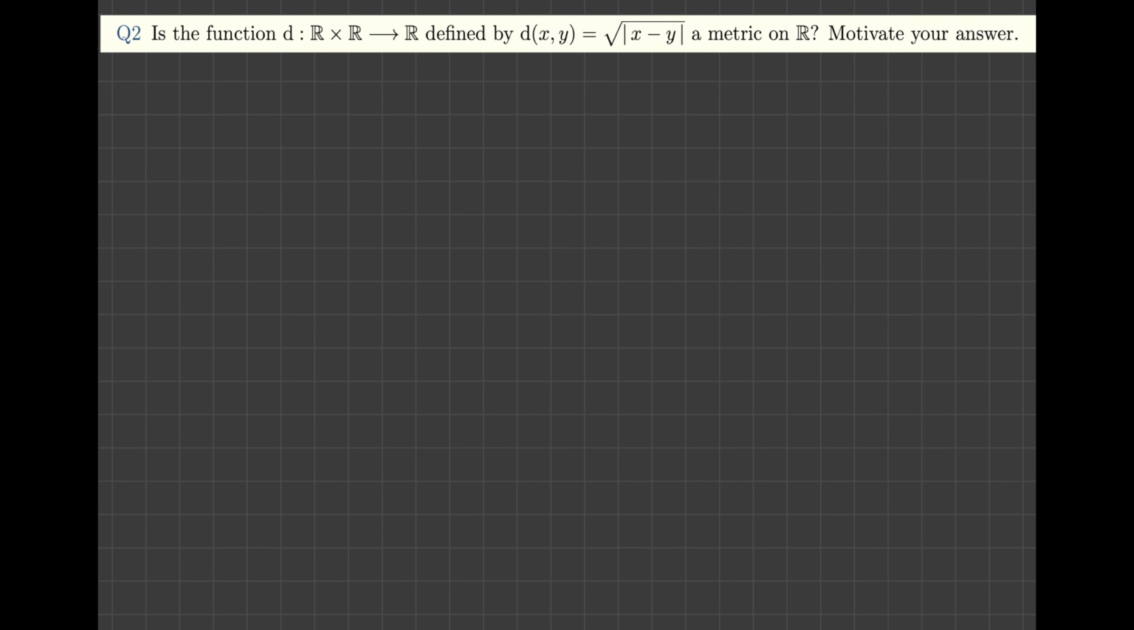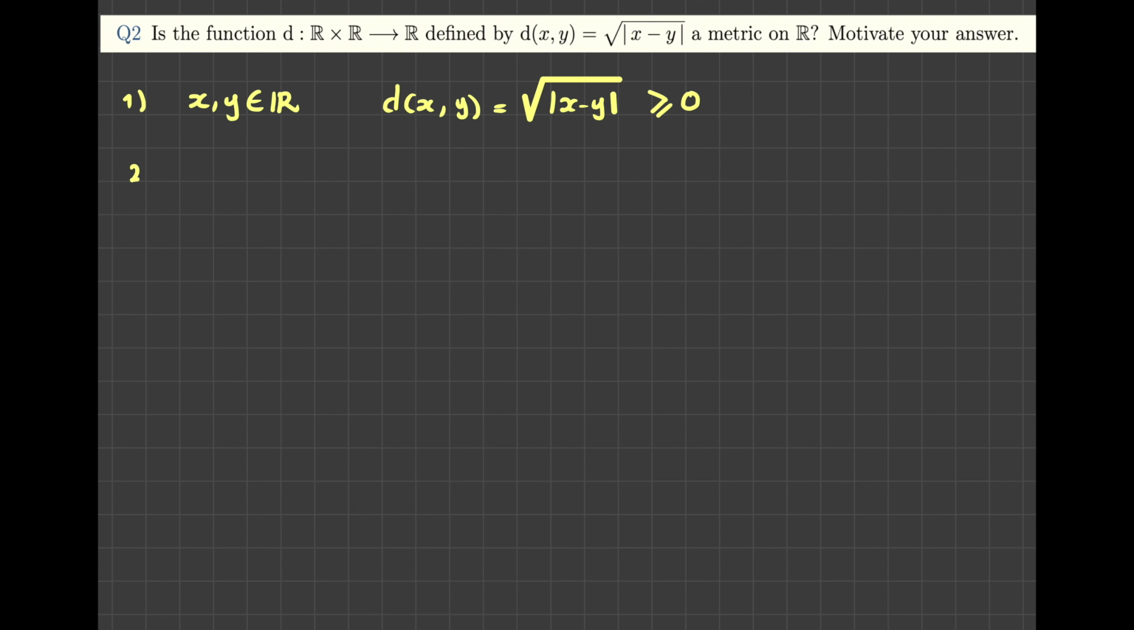The answer to this question is yes. We actually show that this function satisfies all four properties that we expect for a metric. For the first property, let x and y be arbitrary real numbers. Then d(x,y) is equal to the square root of the absolute value of x minus y, which is clearly a non-negative number. So the output is a non-negative real number.